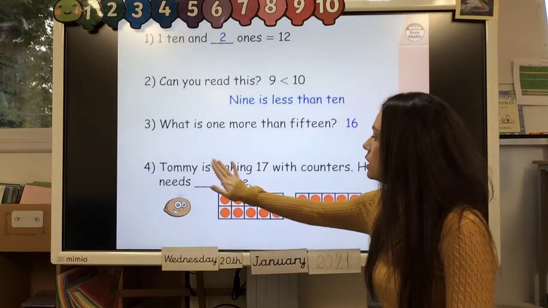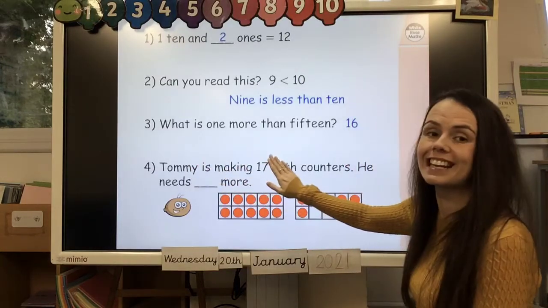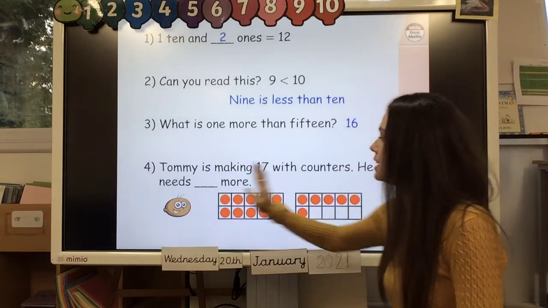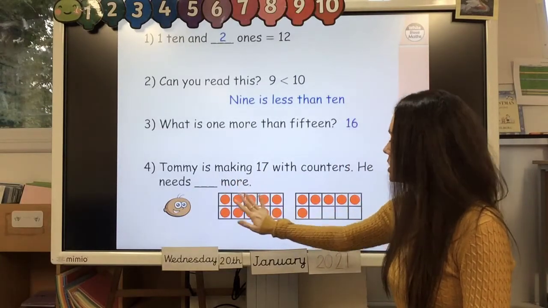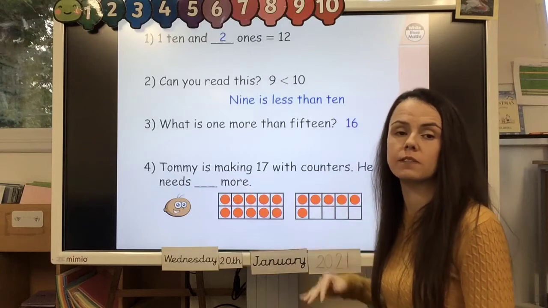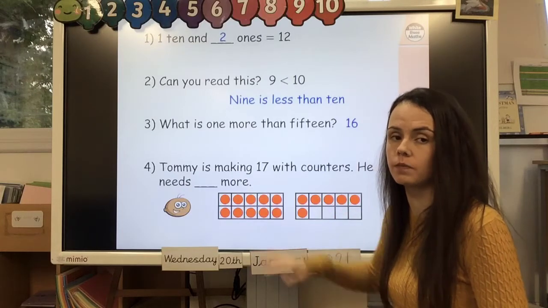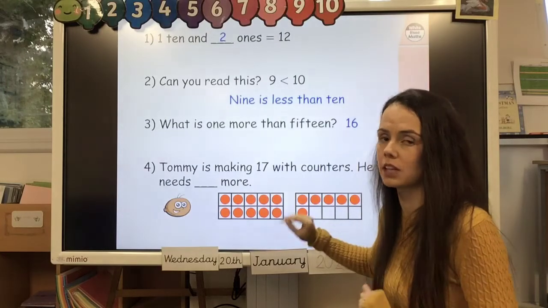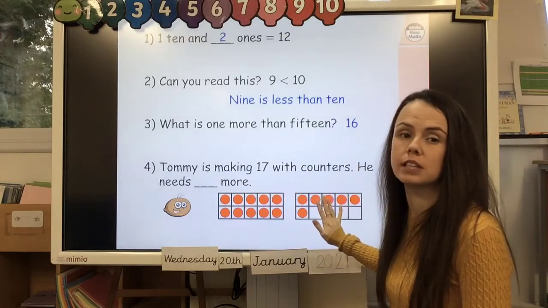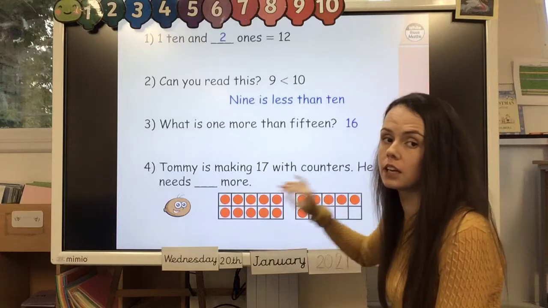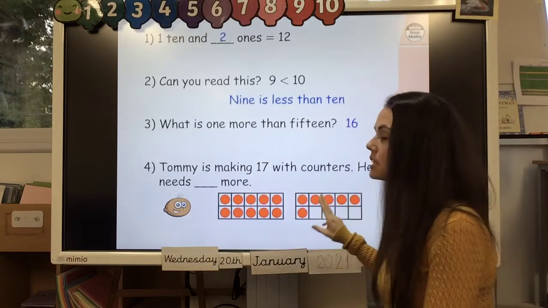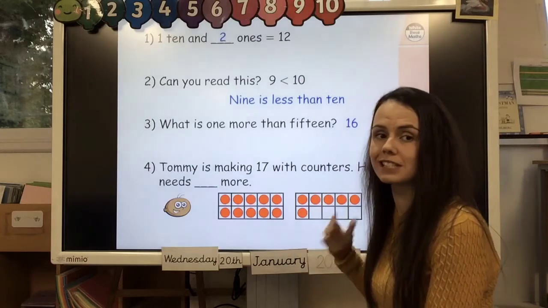Now down here, Tommy is making 17 with his counters. He needs something more. So he's got this many already. We need to figure out how many more we need to add on. So what does a complete 10 frame make? 10, well done. Let's count on and see how many he's got. So 10, 11, 12, 13, 14, 15, 16. So Tommy's got 16 now.